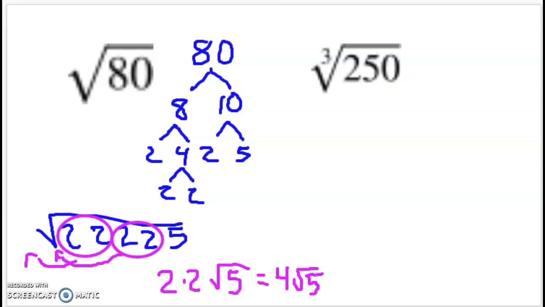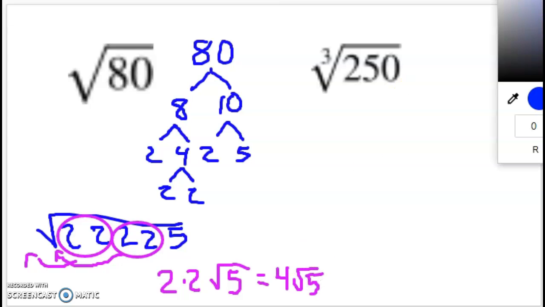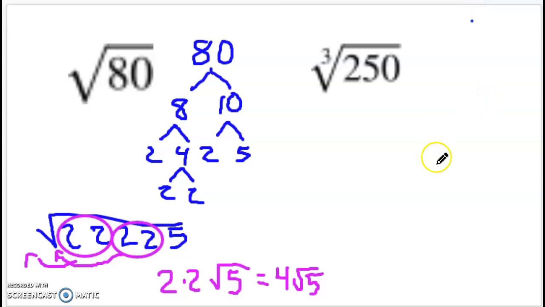All right, so that's what we did when we did radicals, right? When we did square roots, simplifying square roots. So cube roots is kind of the same. So if I was going to do this one, the cube root of 250, well, I would write that down, and I would say, all right, what times what would give me 250?